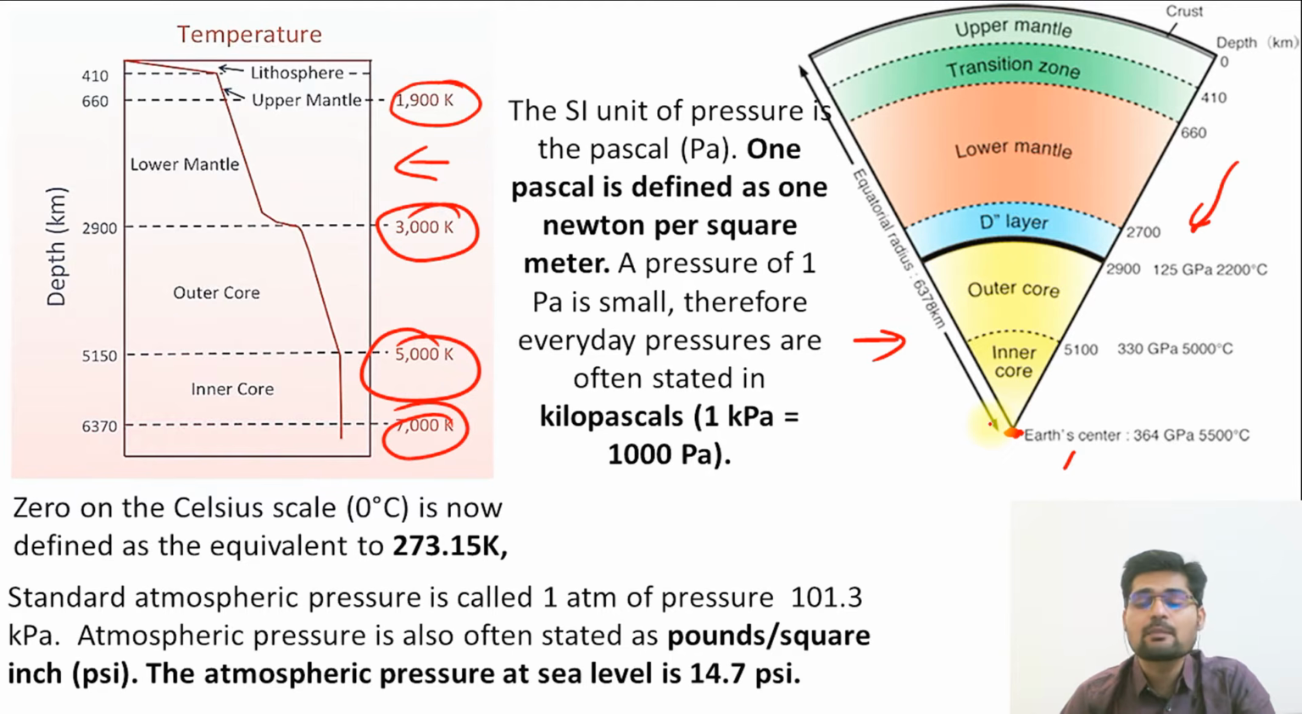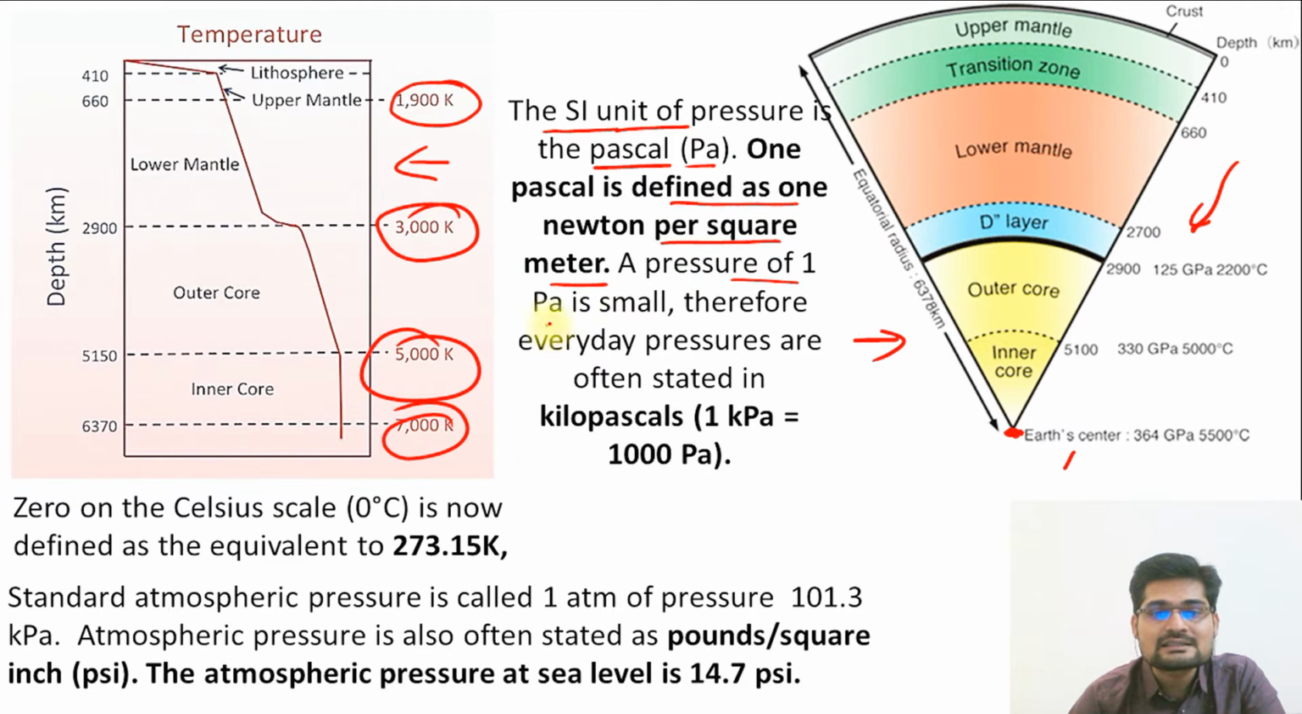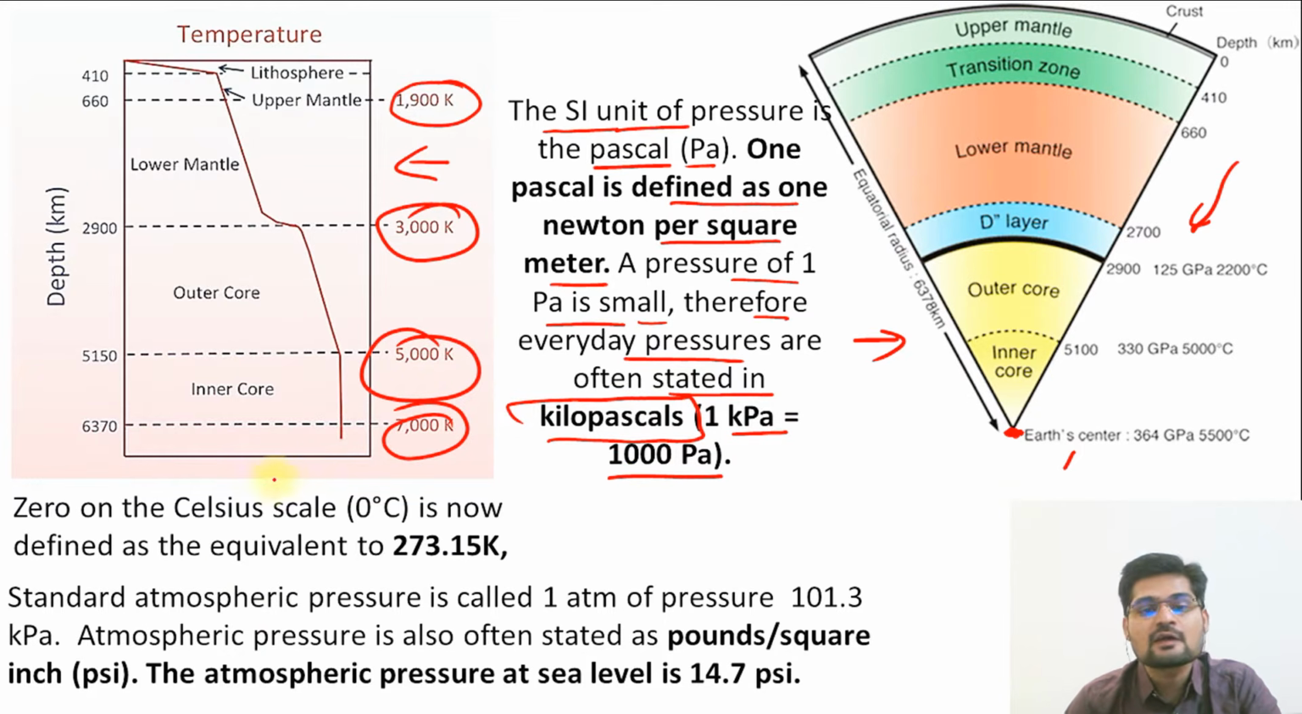Apart from these important trends that we study, it's also important to understand the SI unit. So what is the international unit for measurement? That is called Pascal. It is basically for pressure. 1 Pascal is defined as 1 Newton per square meter. A pressure of 1 Pascal is small. Therefore, everyday pressures are often stated in kilopascals. So 1 kilopascal is about 1000 pascals. That is important in terms of pressure.